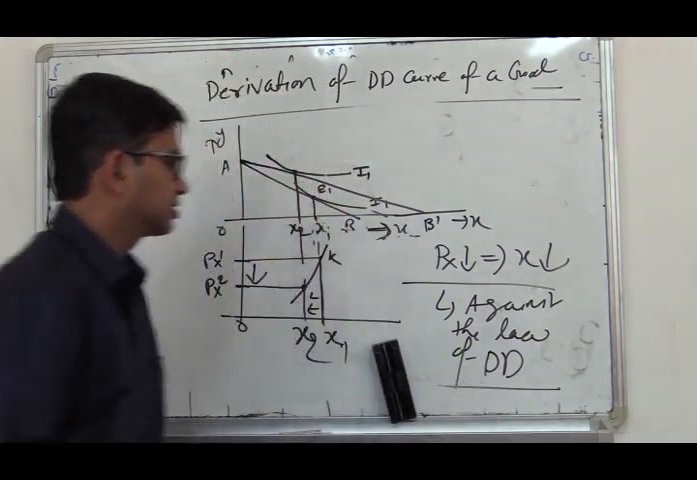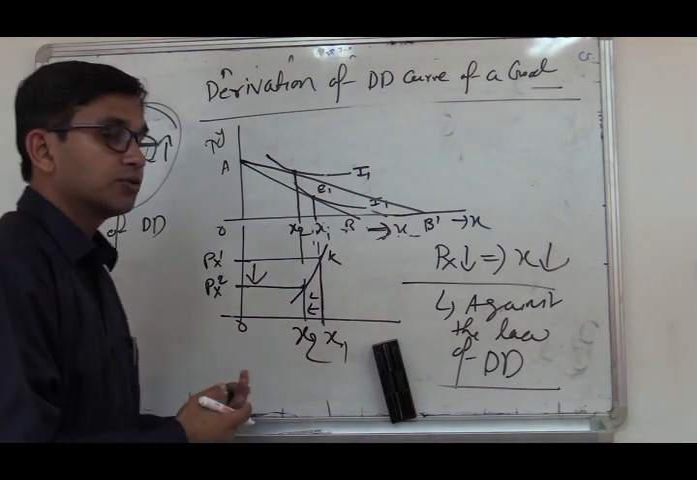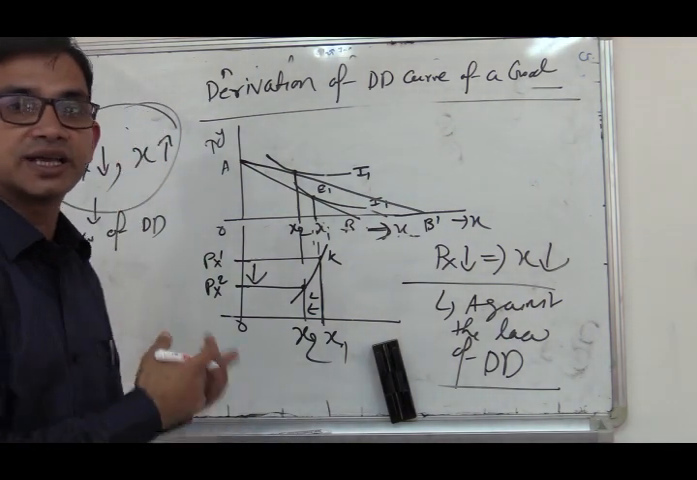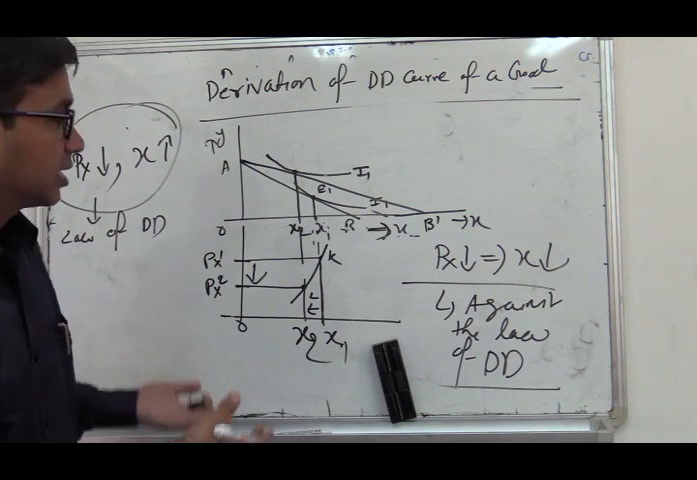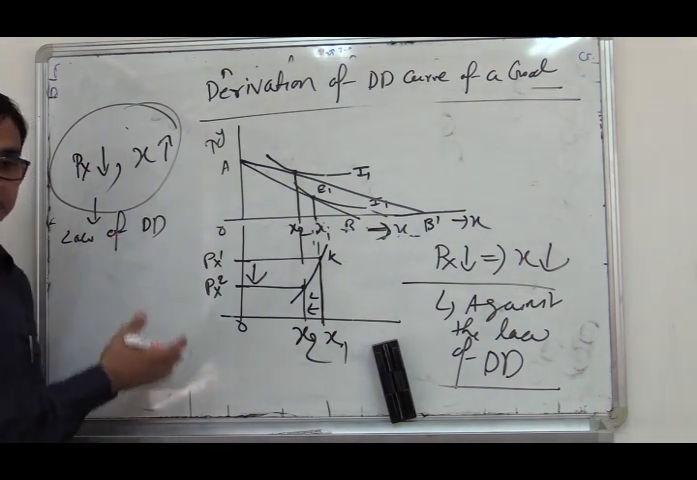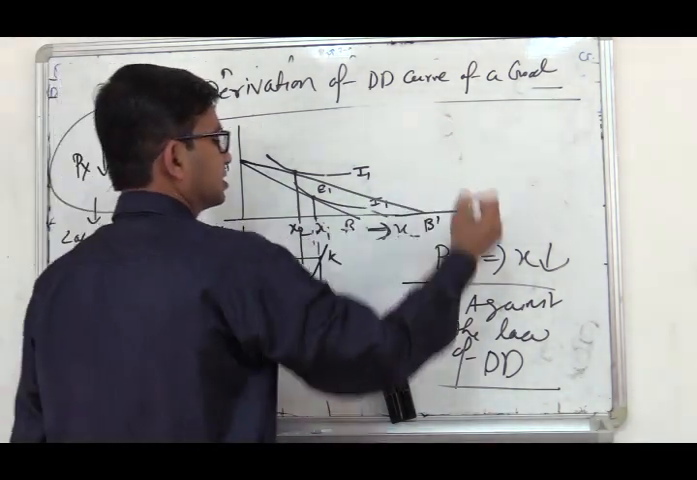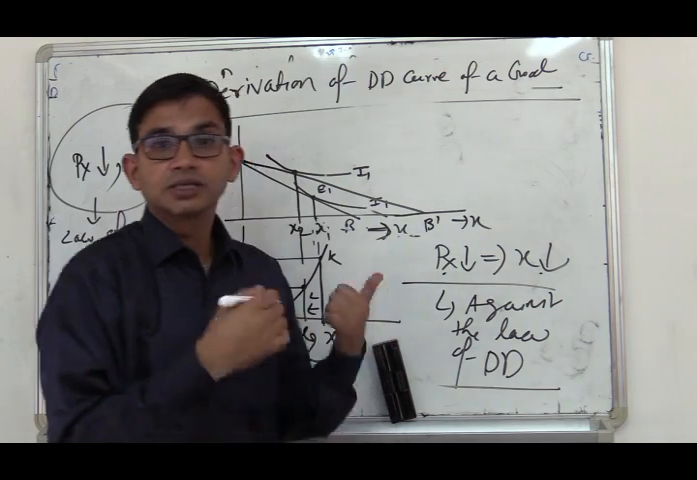So this is the case of a demand curve for a given commodity which disobeys the law of demand, or which goes against the law of demand. And other things remaining constant, if the price declines, demand also declines. So in this case both are moving in the same direction.